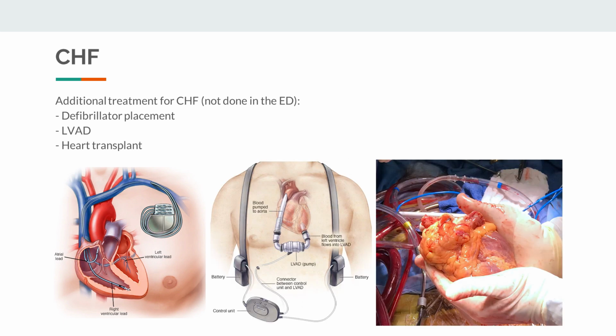A defibrillator can shock the heart back into rhythm if it were to stop. An LVAD, or left ventricular assist device, is a mechanical pump that can help the heart in pumping blood throughout the body. It's typically a temporary measure that can last a few years until the patient can receive a heart transplant, replacing the diseased heart with a new one.